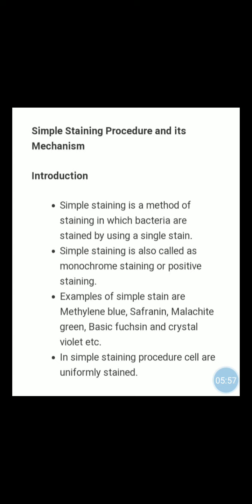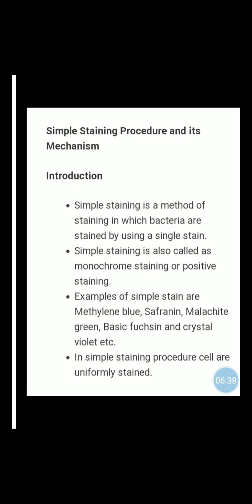The examples of simple stains are methylene blue, safranin, malachite green, basic fuchsin and crystal violet. These are a few examples of simple stain. In the simple staining procedure, the cells are uniformly stained.